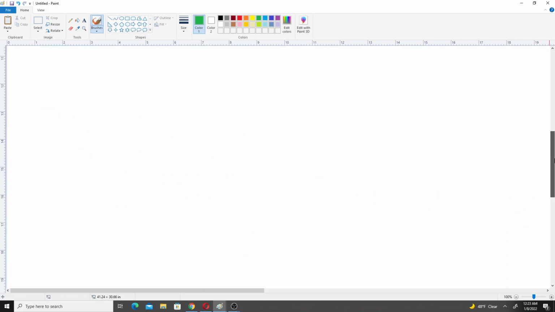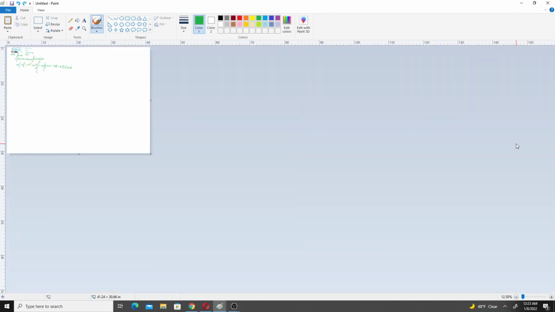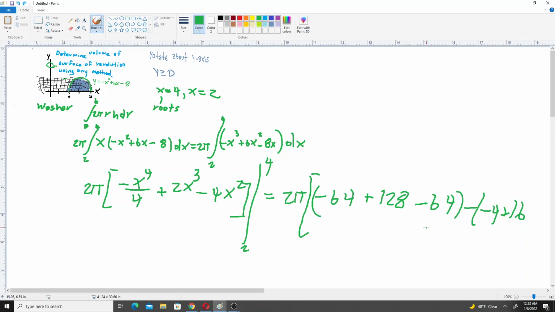So after you do all that, where did my work go? Let me go back to my work. All right. When you do all that and simplify, you get 8 pi. Let me double check this. When you do this, you come out to a total of 8 pi units cubed. We are given units, so we'll omit them. This is the volume. That's all I have for you guys. Have a good day.